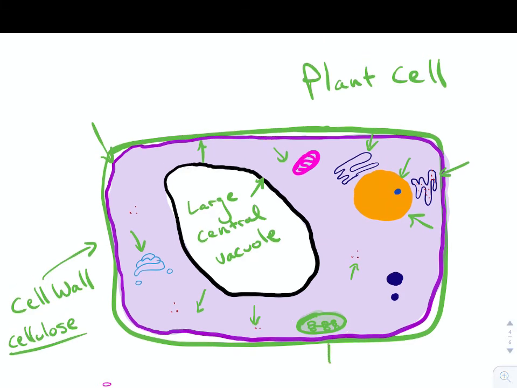Here is a chloroplast. And a chloroplast is kind of the defining feature of a plant cell. It's what gives it its color. Usually plant cells have a lot of these. And chloroplasts are important for photosynthesis. It's what captures energy from the sun and converts it to glucose.